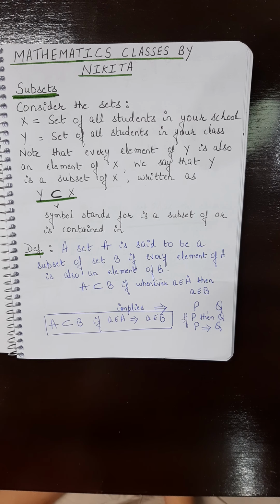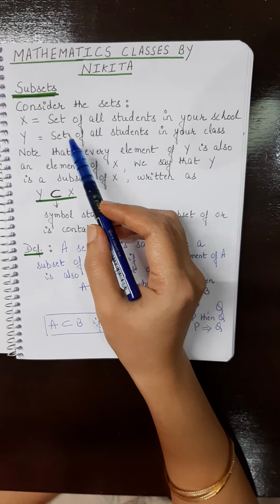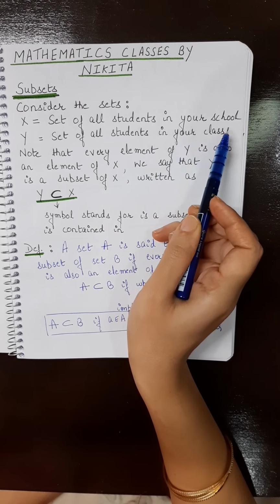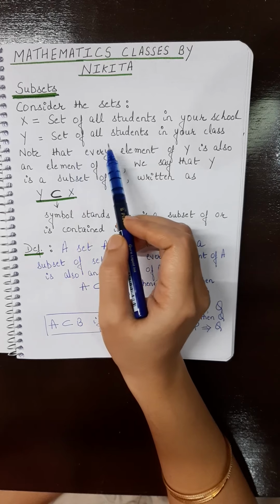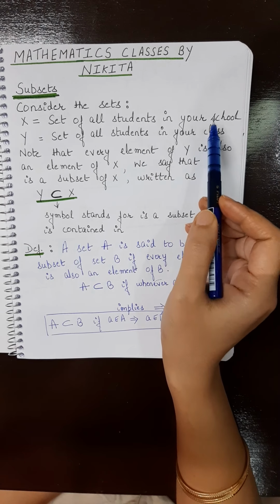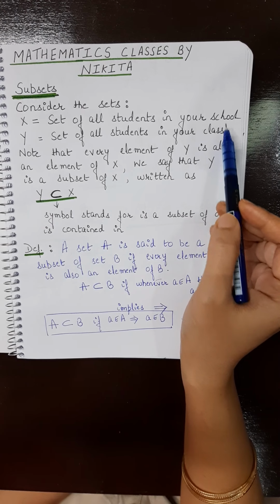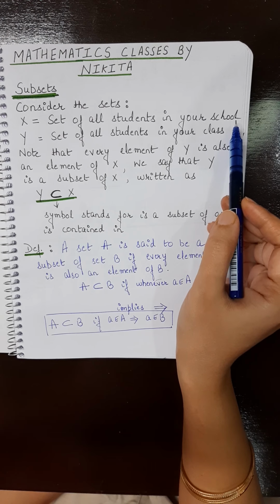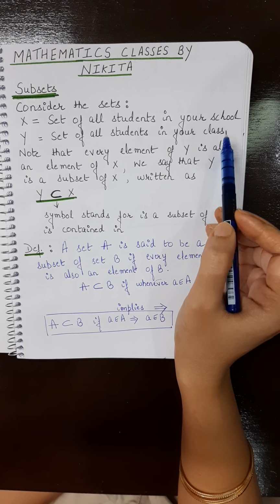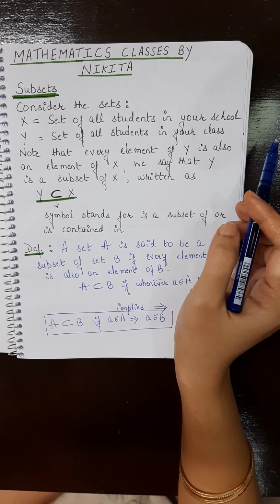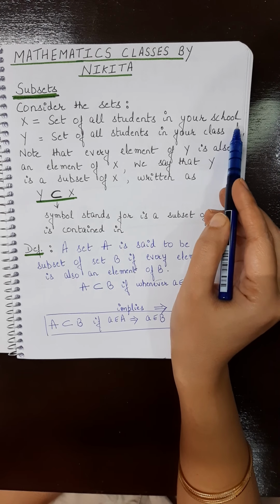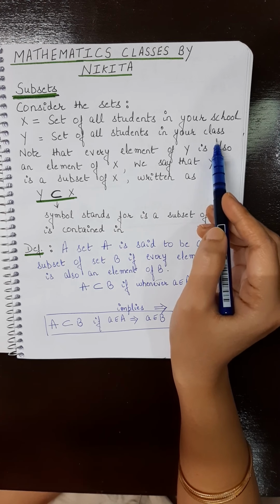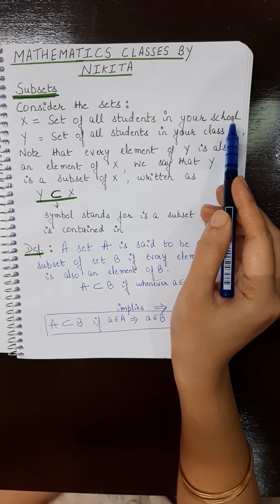So today I'll be doing what is a subset. Consider the sets capital X and capital Y. X is the set of all students in your school, whereas capital Y is the set of all students in your class. Now can you see some relation between these two sets? School and class. Can I say that every element of set Y is an element of set X? Yes, because class is smaller than school. So every element of set Y is an element of set X.